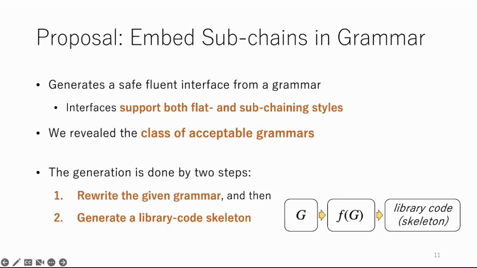In the second code generation step, we use an existing generator to generate actual code. And note that this existing generator does not support subchaining style. It generates an interface only for flat chaining style. So the first step embeds methods for subchaining style into the input grammar.